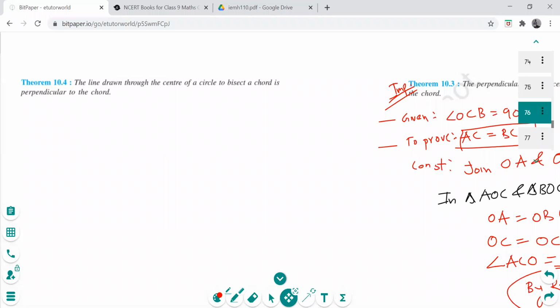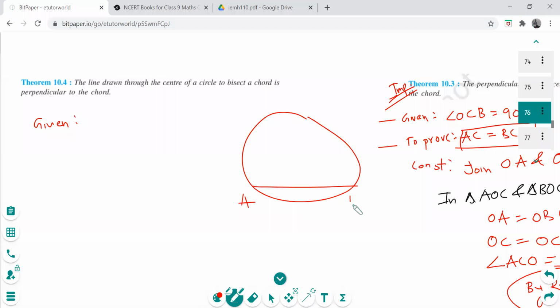Okay. So see, the problem with this proof is that it's more difficult than the previous one. So that's okay, I will give you grace marking for this. So the line drawn through the center of a circle. First of all, what is given? Let me draw it. Let me draw a circle over here, and that's the chord. And this time it bisects. It's given that AC is equal to BC. We need to prove that this angle OCB, or you can say OCA, is 90 degrees, right?